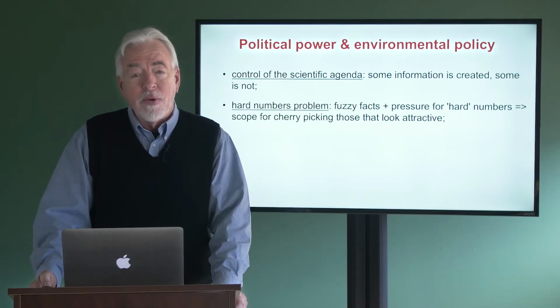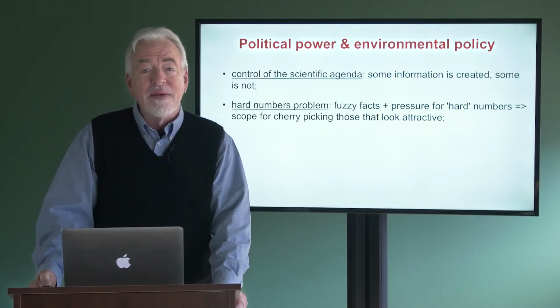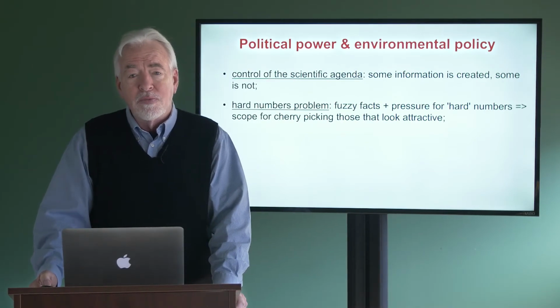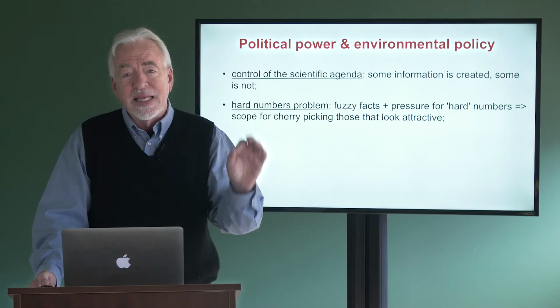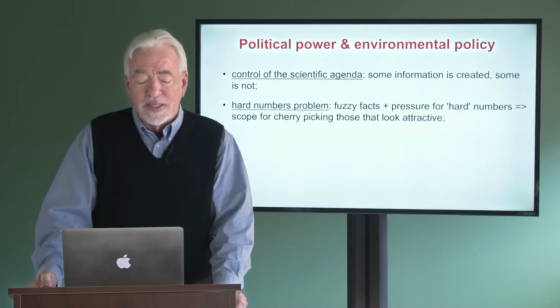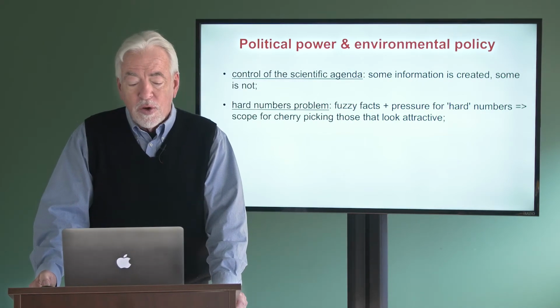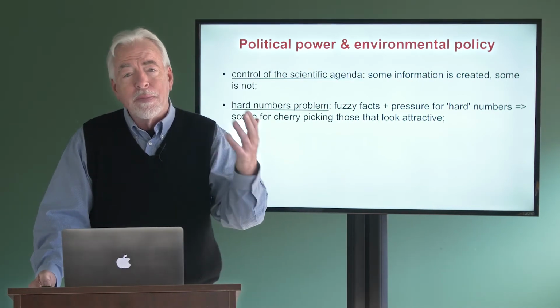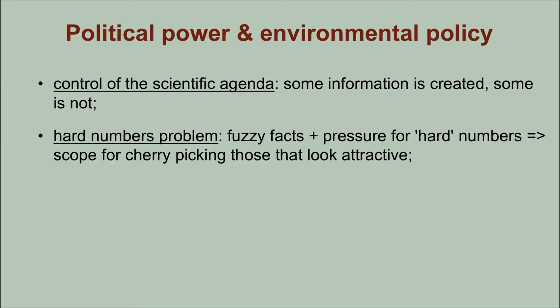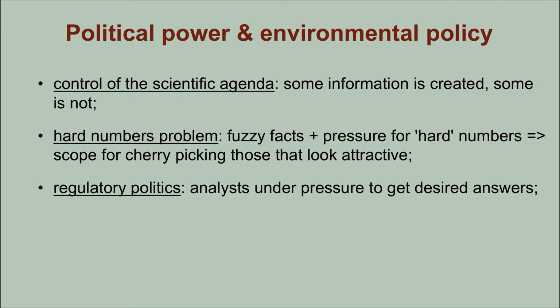Another way that power can come into the picture is that even when we have some information, there's often what sometimes is called a hard numbers problem, a problem of deciding exactly what the right answer is, because different studies come up with conflicting results. And so one of the ways in which that problem of fuzziness of data ends up being resolved in practice is that decision makers pick numbers that look attractive to those with the power to make their voices heard.